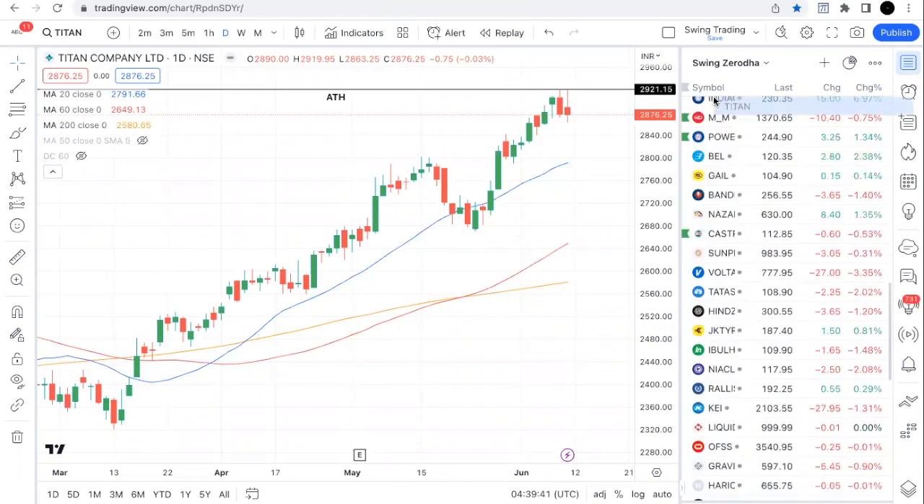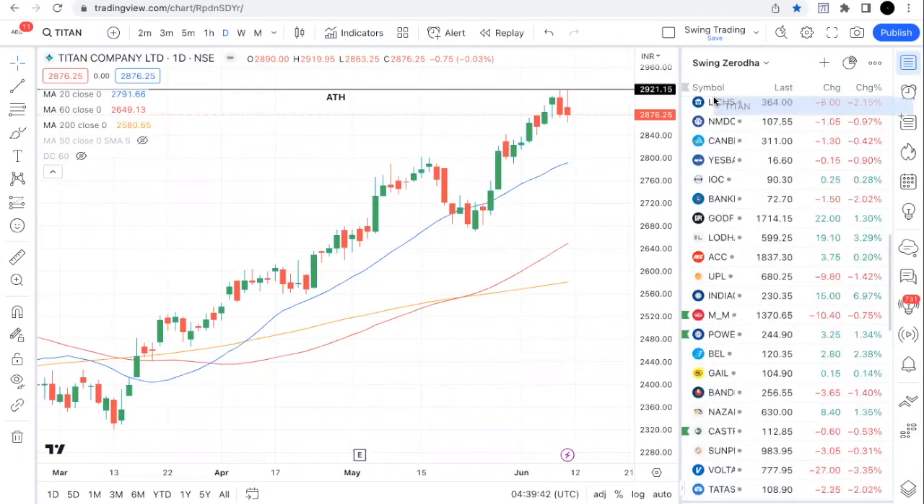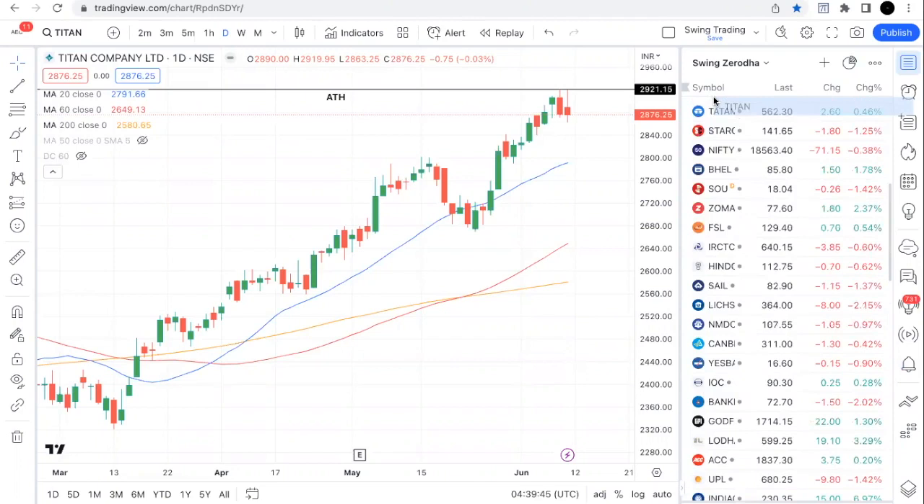The only problem with Titan is that it's an expensive stock, 2,876 rupees.